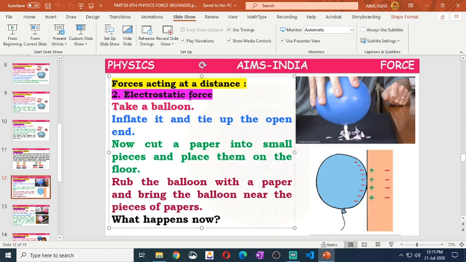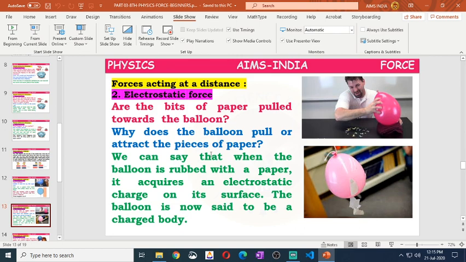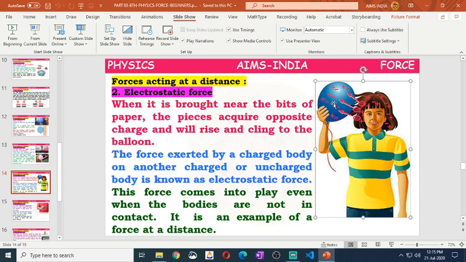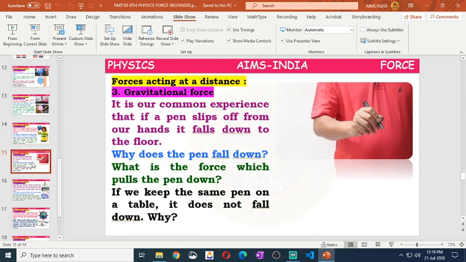Or electrostatic force, because of the charges. Because of the charges, a balloon attracts pieces of paper. One kind of charge will be developed on the balloon. When it comes into contact with another body, the opposite charge will get attracted towards the balloon. This is called electrostatic force, because of the charges.